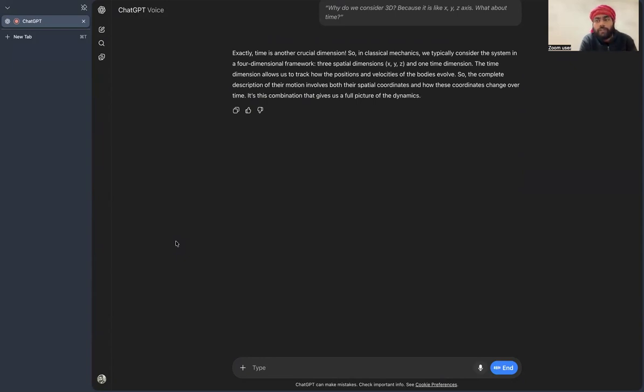So, capturing the full picture of dynamics means that the playground is set, it's a 3D space with time also there, and then what next? Oh, they have mass and they are interacting via some force. So, the force will decide how they will evolve in time.